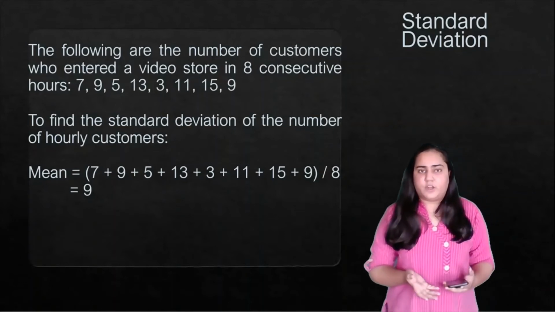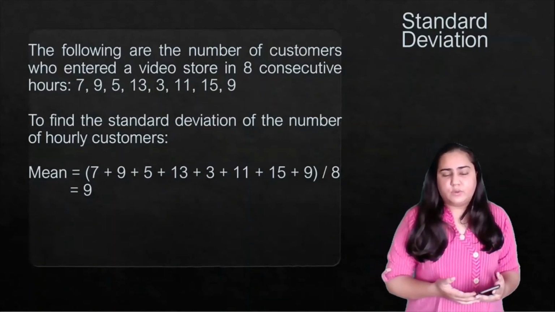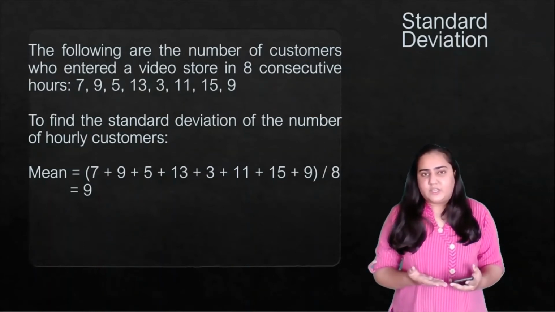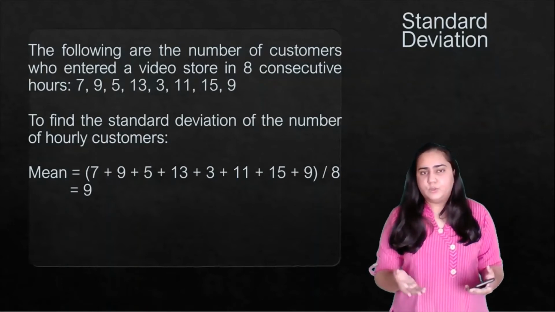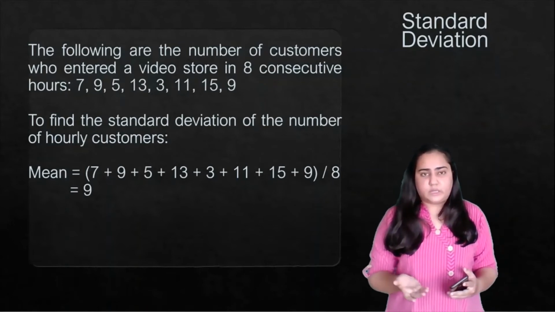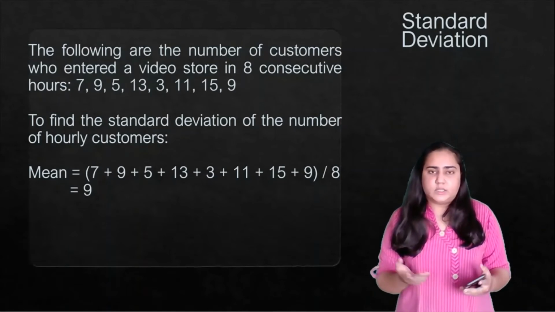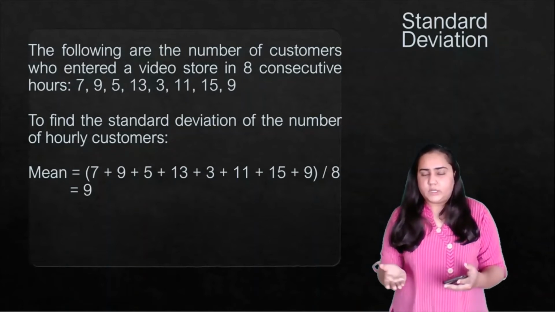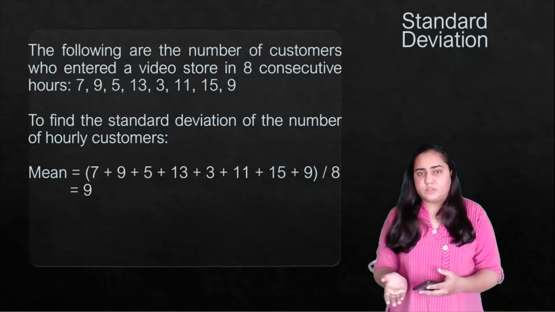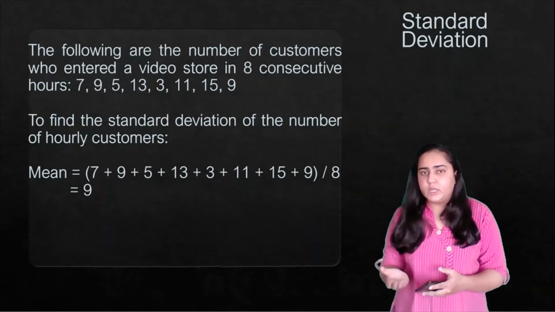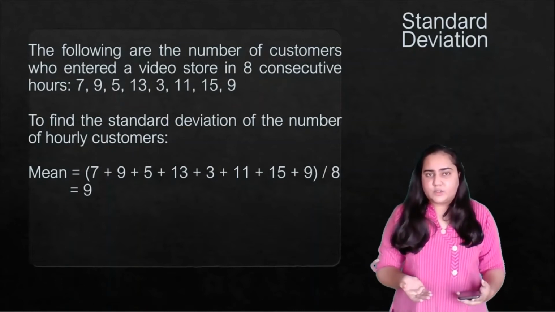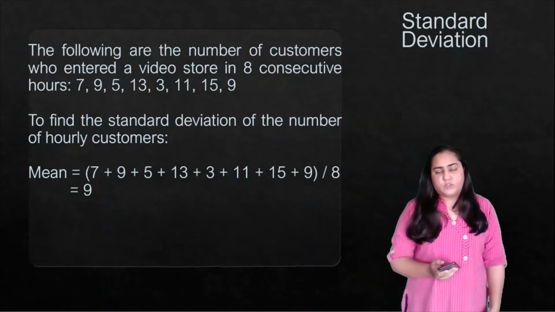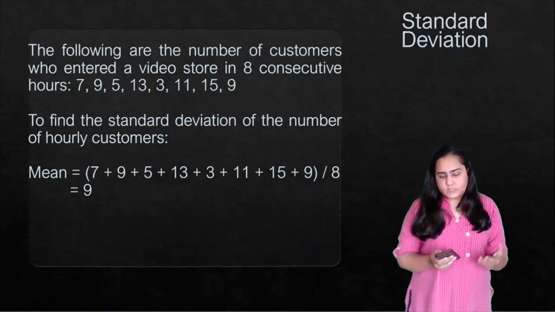We have 7, 9, 5, 13, 3, 11, 15, and 9. Now, using this, we are going to find the standard deviation for this data. To do that, first of all, we need to find the mean. The mean is simply the average of this data. So we add everything, 7 plus 9 plus 5 plus 13 plus 3 plus 11 plus 15 plus 9, divide by 8 because we have 8 observations, and we end up getting 9. So 9 is the average, or mean, of this data set.